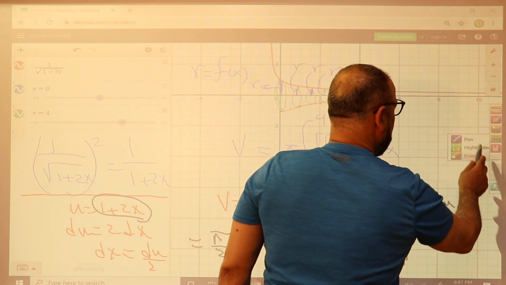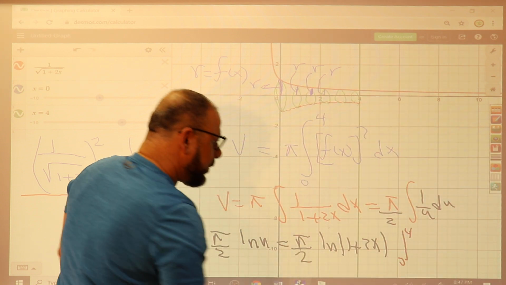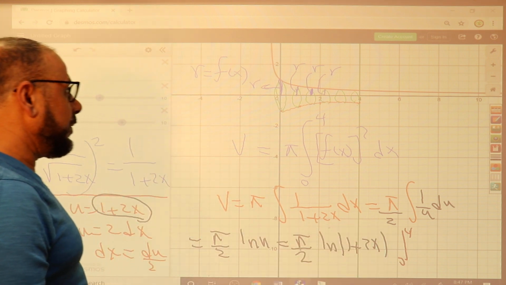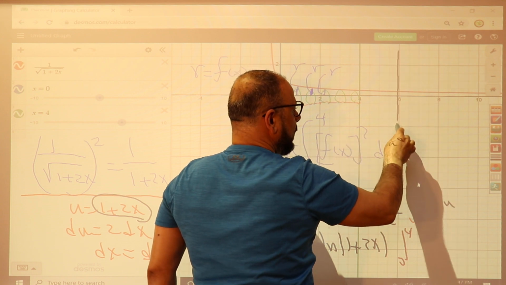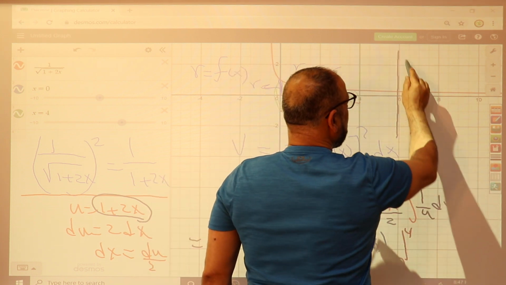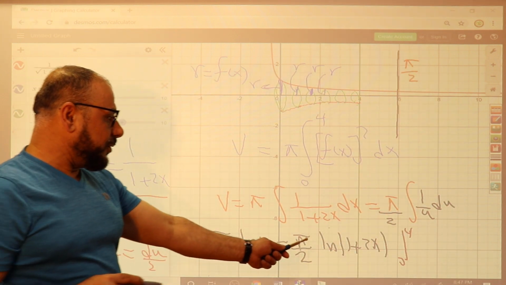Pi over 2. You plug now the 4, then you plug the 2. Let me just do it for you here in a different color. Pi over 2. So plug the 4.